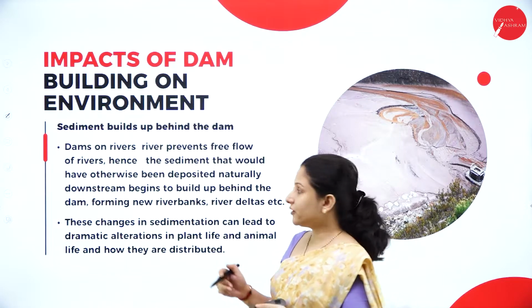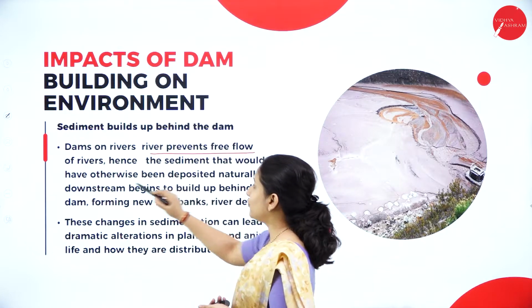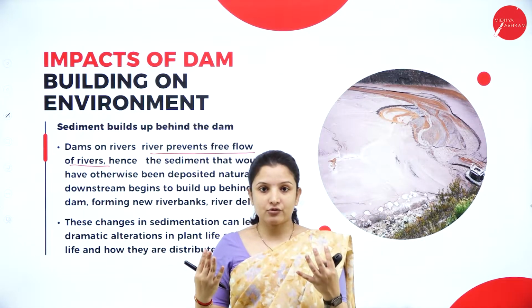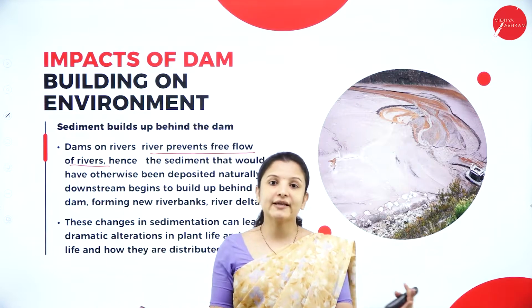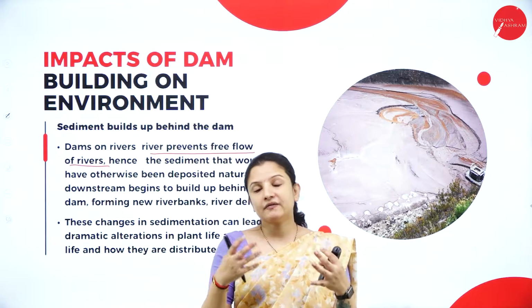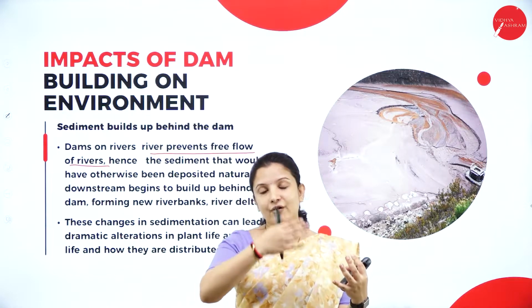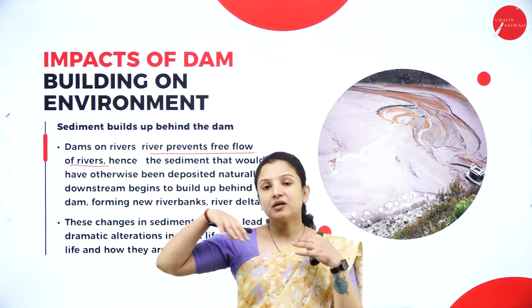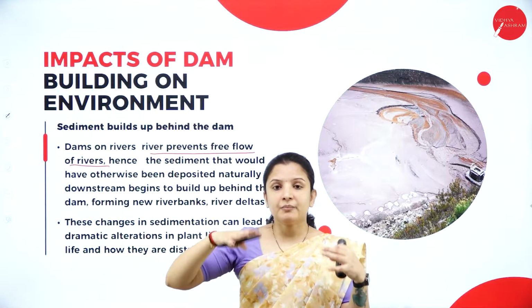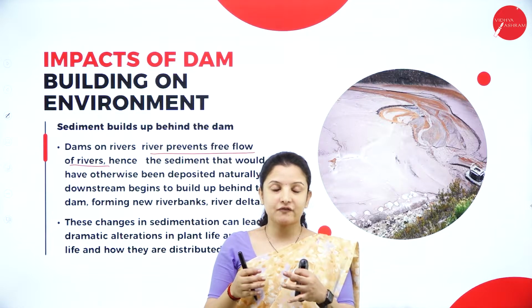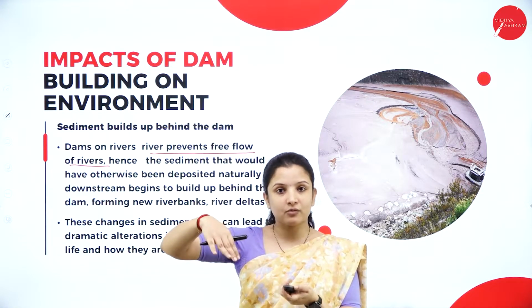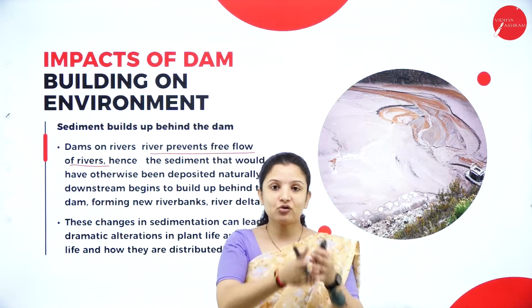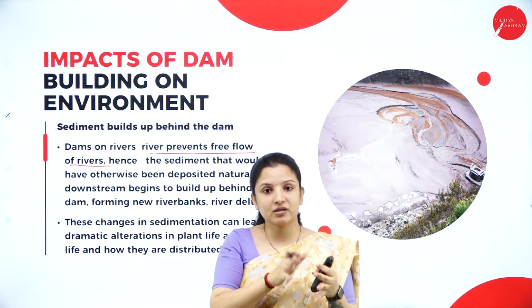So dams on rivers prevent the free flow of rivers. What happens here is, because of soil erosion, obviously the soil gets flushed into the river. But if the river is free flowing, the soil gets distributed in different areas in the riverbed, or in the bottom of the river. But now, because of the construction of the dam, the river is not flowing neatly. So whatever soil erosion occurs, it will start to collect in that particular portion of the river itself.